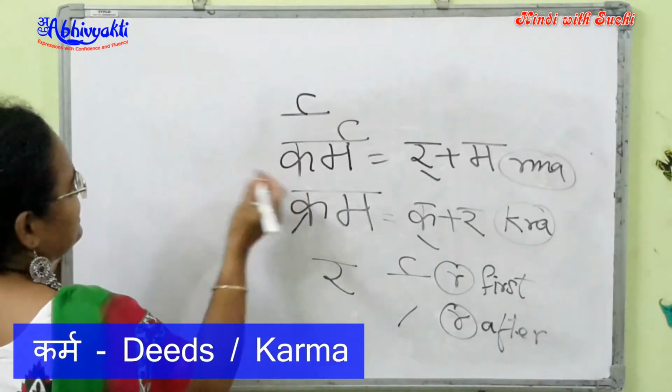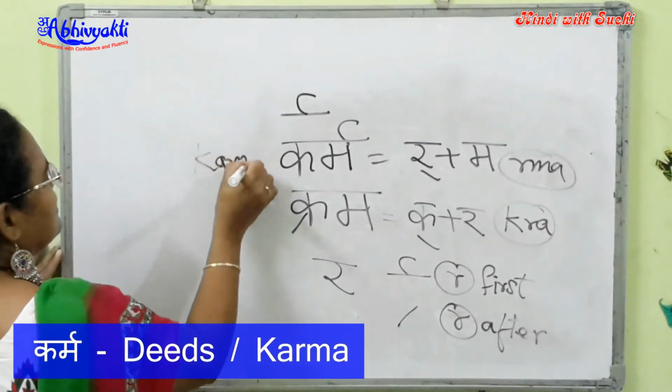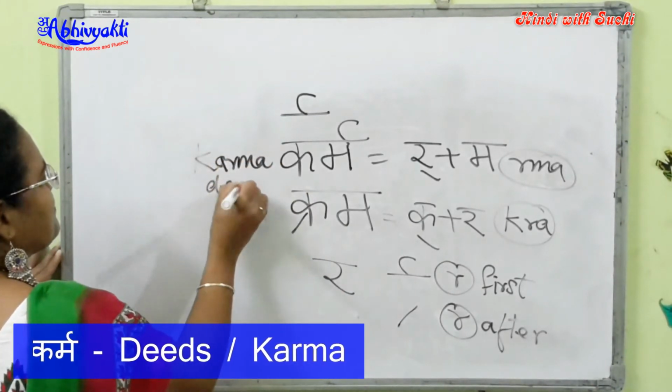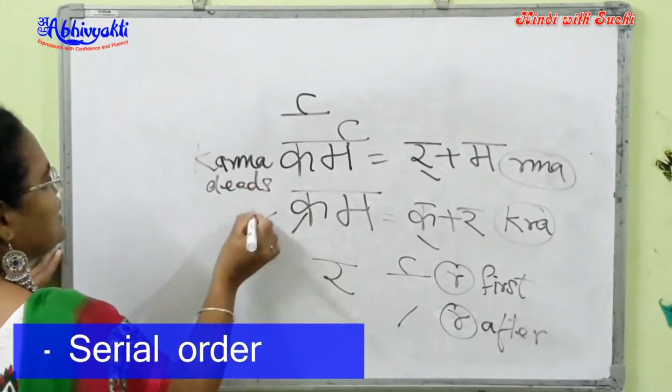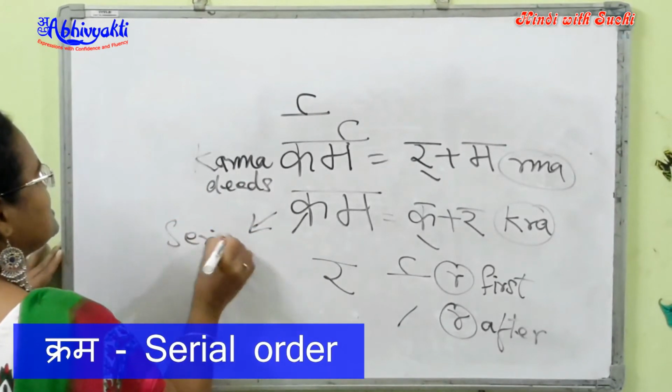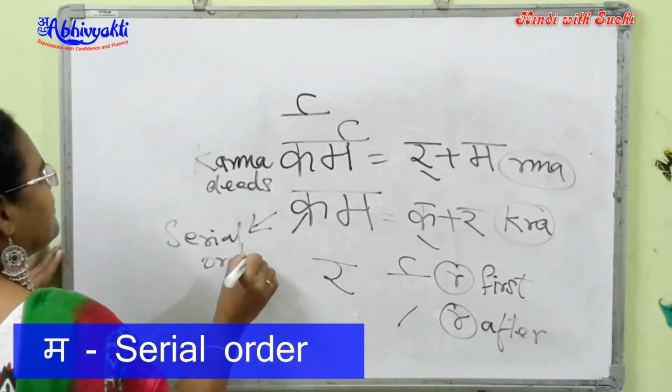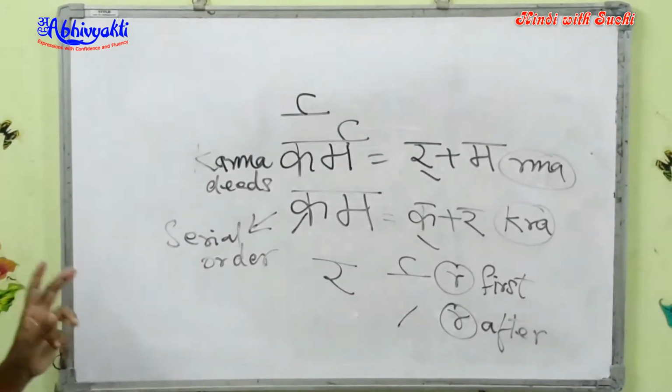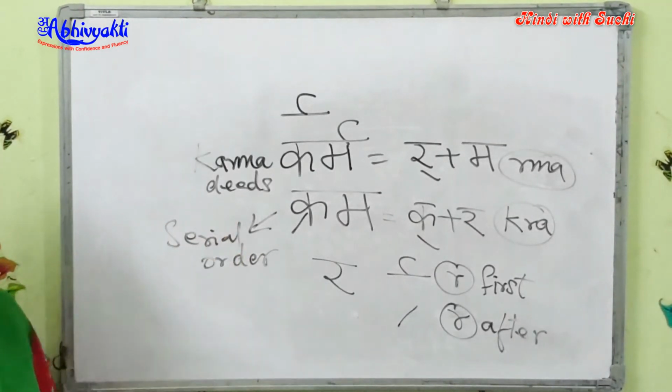Now karma means the karma, deeds. Now kram means anything in the serial order. Anything in the serial order is kram.